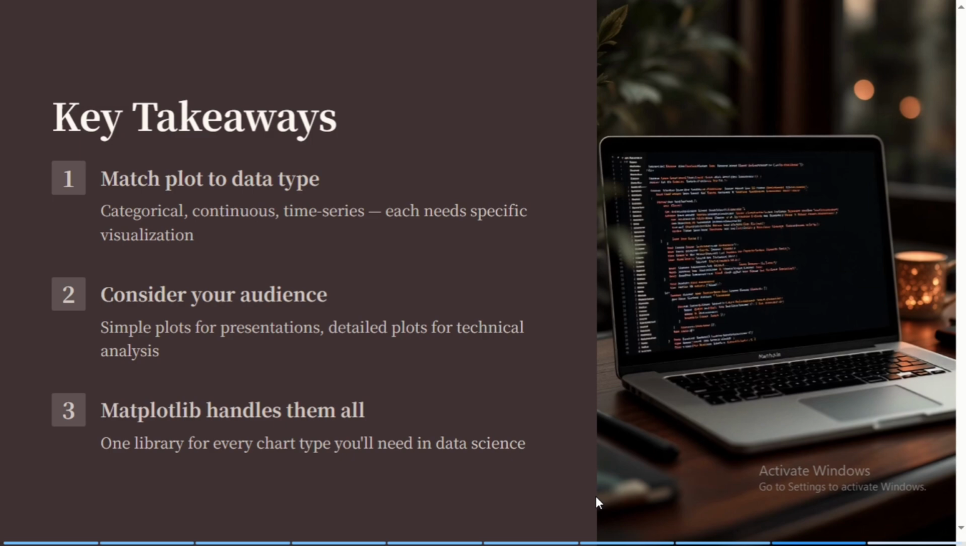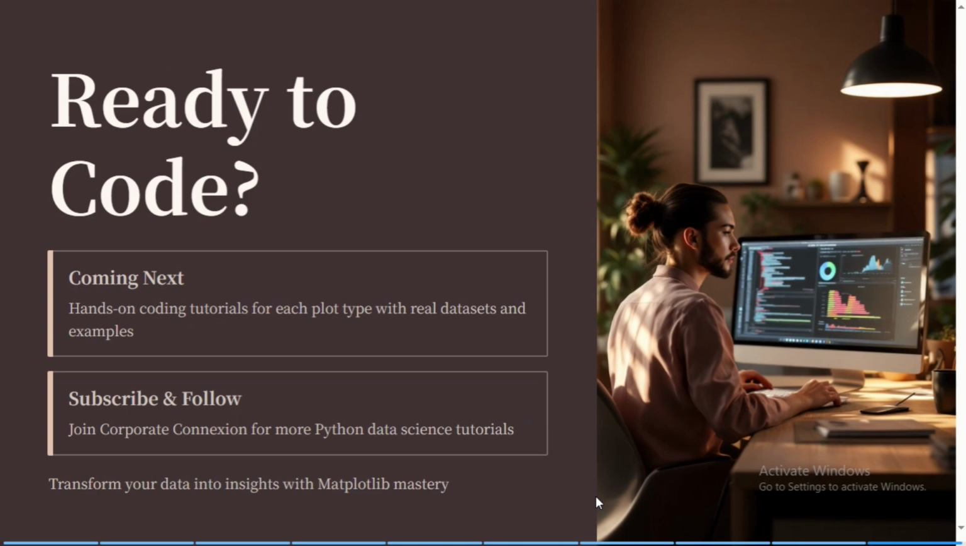Let's summarize what we learned. First, always match the plot to the data type. Second, consider your audience. Simple plots for presentations, detailed plots for technical analysis. Third, Matplotlib is powerful enough to handle every visualization you need in data science or machine learning. So remember the key takeaways. Now that you understand every major plot type, the next step is implementation. In the upcoming videos, we'll do hands-on coding tutorials for each plot using real data sets.